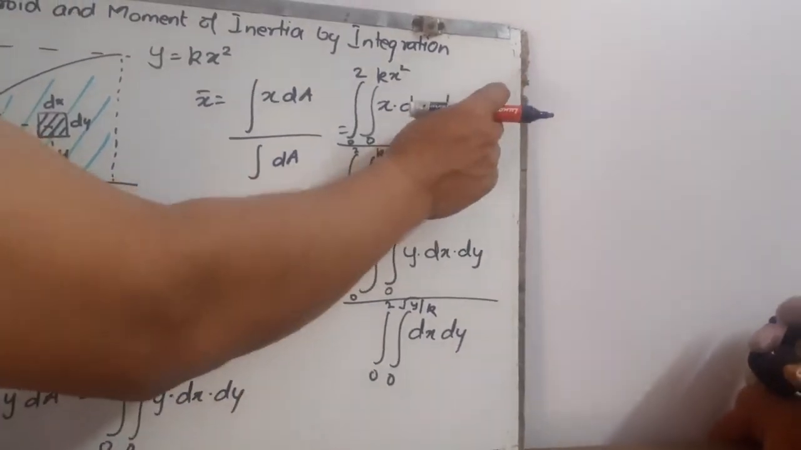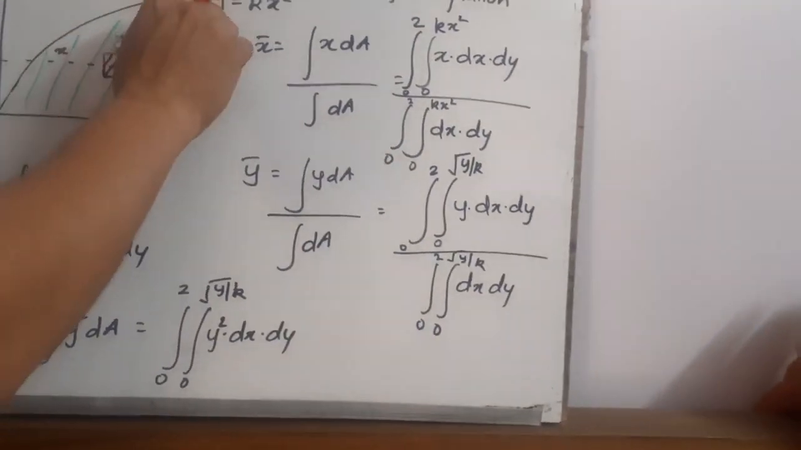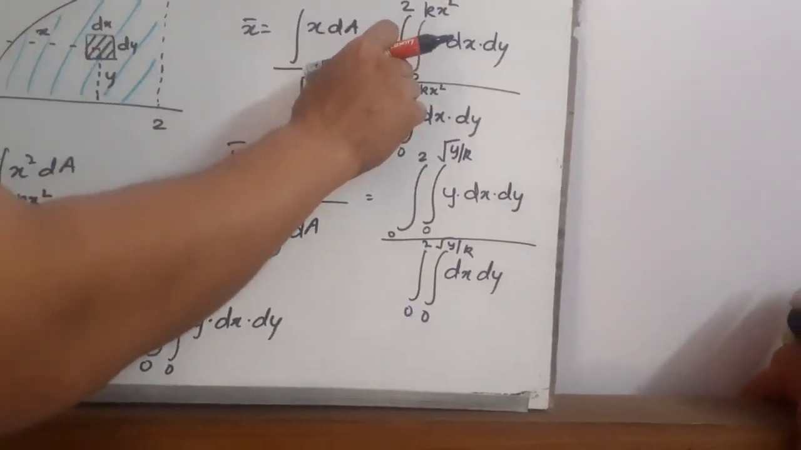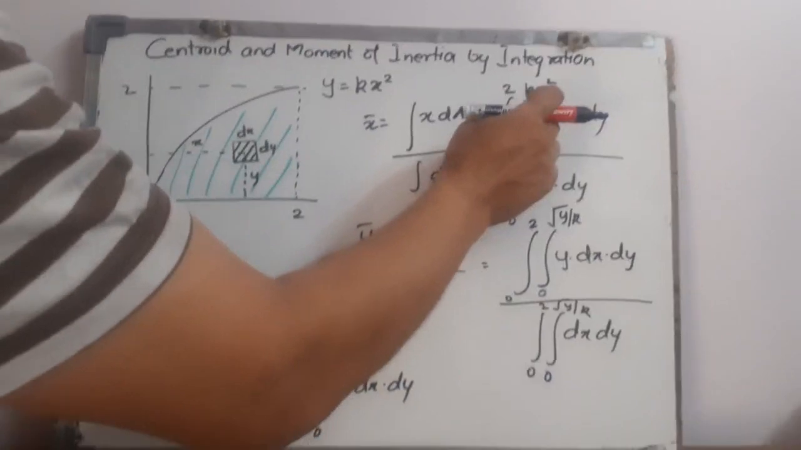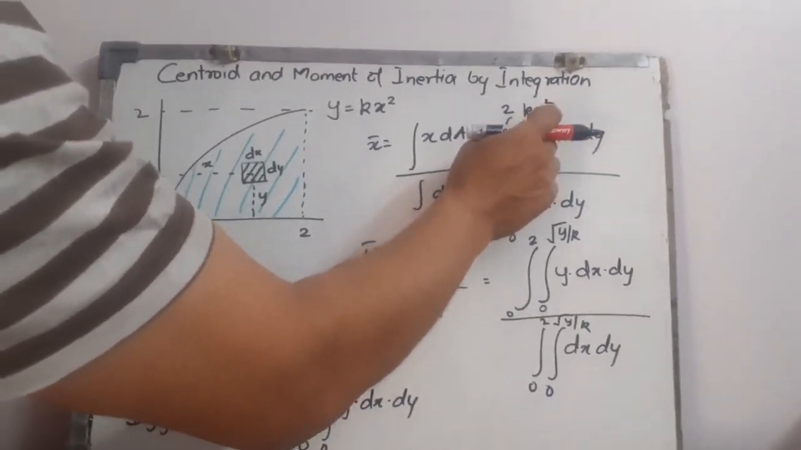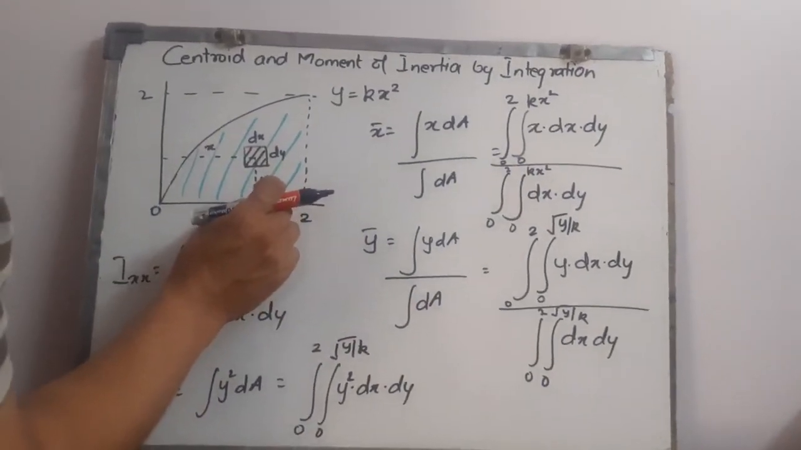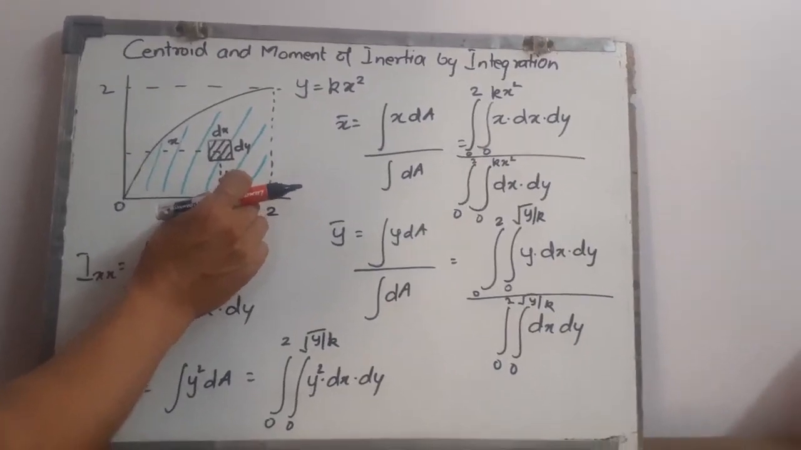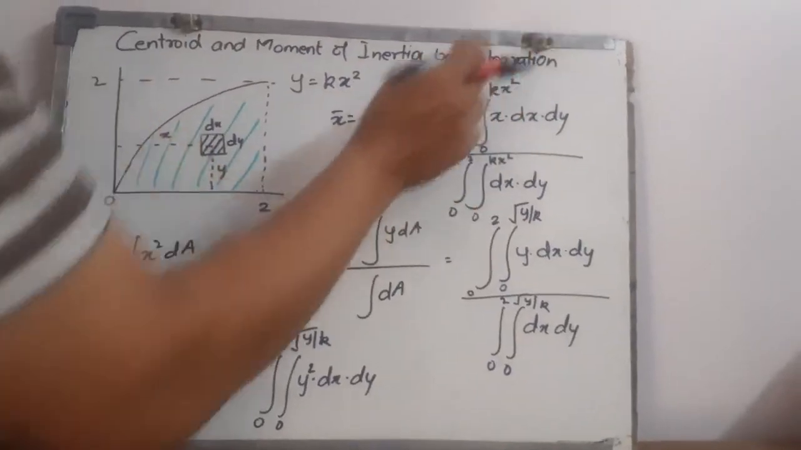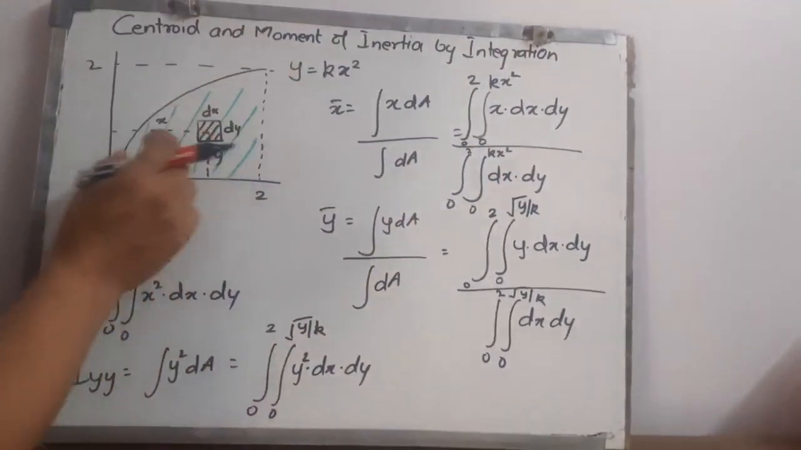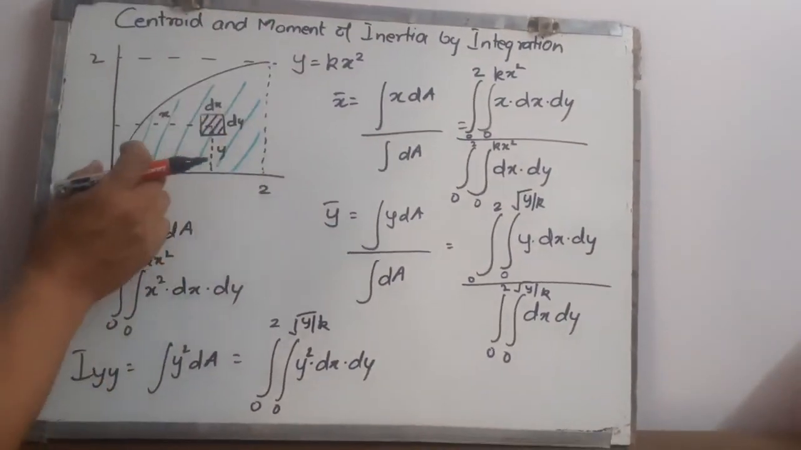So the limits of dy in terms of y are, the element starts at 0 and y is given by kx square. So the element starts at 0 and finishes at kx square. Similarly, for x, the element starts from 0 and finishes at 2. So here the element starts at x is equal to 0, y is equal to 0, and it moves from here to here, and the movement is such that y varies from 0 to kx square, and x varies from 0 to 2.